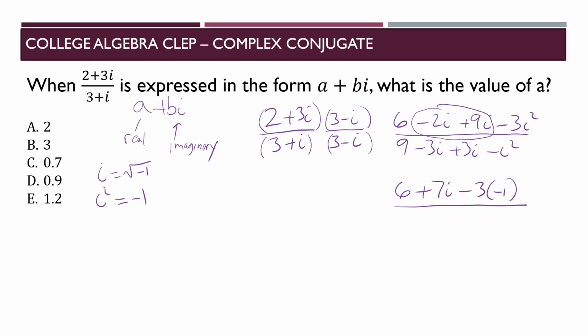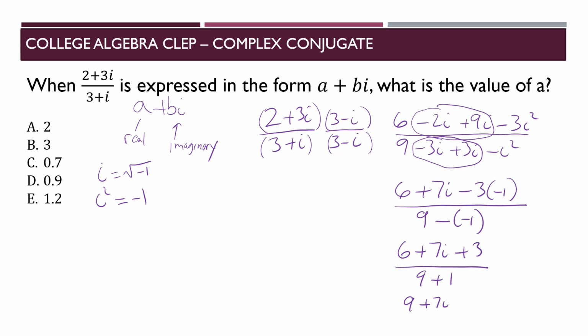The denominator, negative 3i plus 3i is 0. So you're left with 9 - i squared. We're changing i squared to negative 1. So now we've got 6 + 7i + 3 over 9 + 1. That reduces down to 6 + 3 is 9 on top, plus 7i. Then 9 + 1 is 10. Alright, so now you can split that off to be 9/10 + 7i over 10.